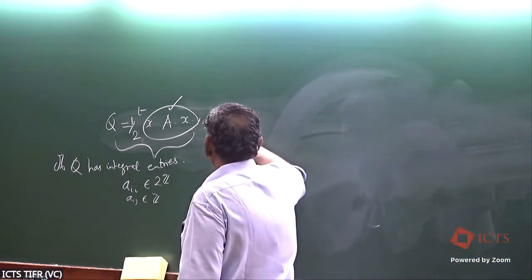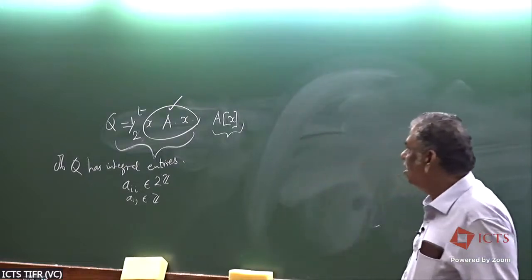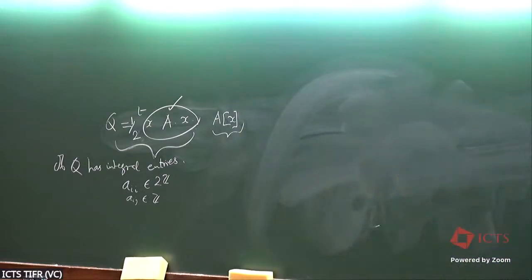And then A of x will denote this x transpose A times x, the quadratic form. That's a factor of, etc. But anyway, okay. And now I want to prove the following theorem.